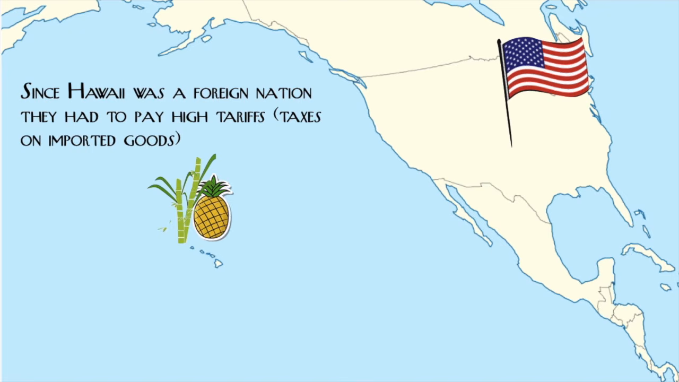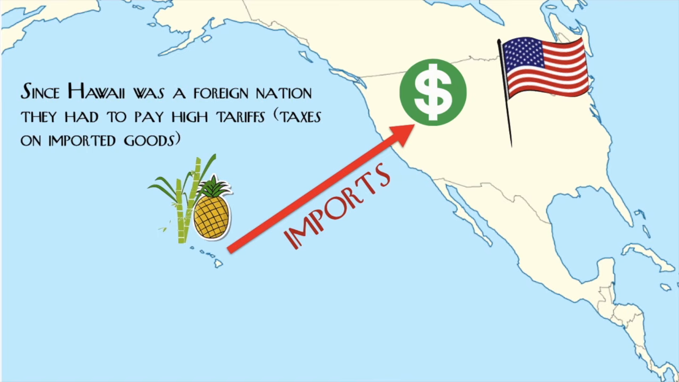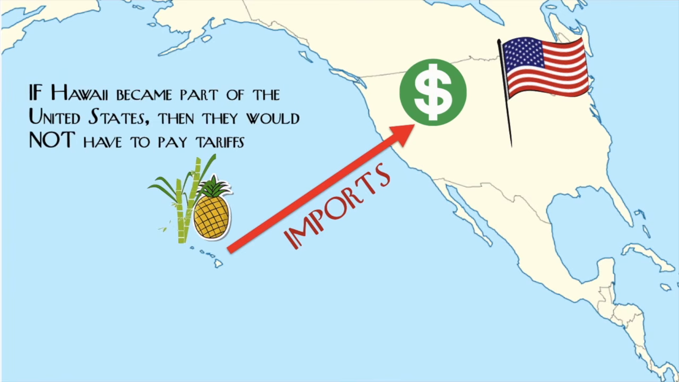Now, for American business owners who have control of Hawaii, they have a big problem. Since Hawaii was a foreign nation, they're going to have to pay high tariffs on imported goods. So as goods were sent and sold from Hawaii to the United States, they were forced to pay high tariffs, which cut into their profit margin. But if Hawaii was to be annexed by the United States and become part of the country, then they would no longer have to pay those tariffs. So they're economically motivated to take some steps and actions into making Hawaii part of the United States.